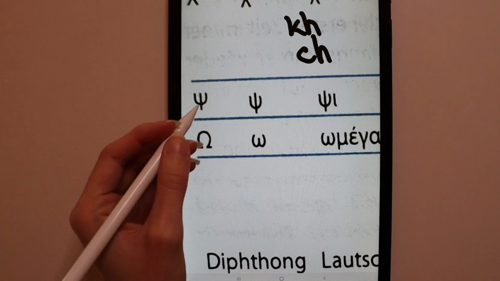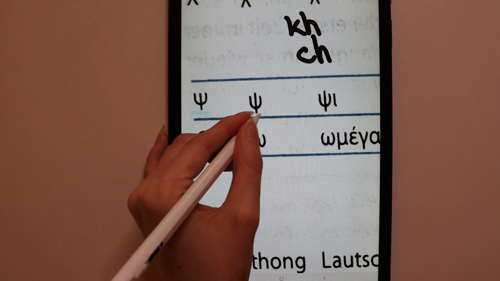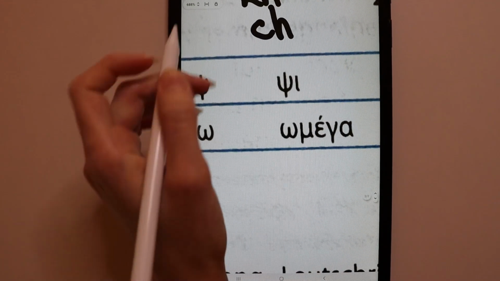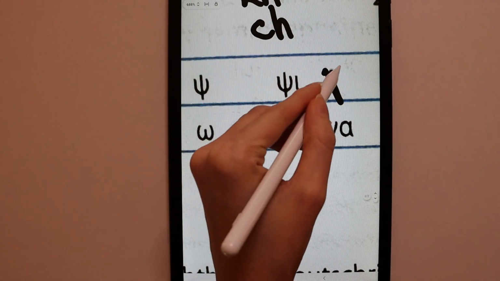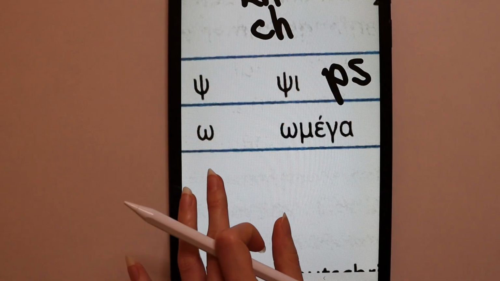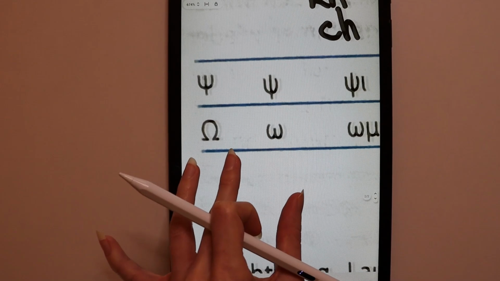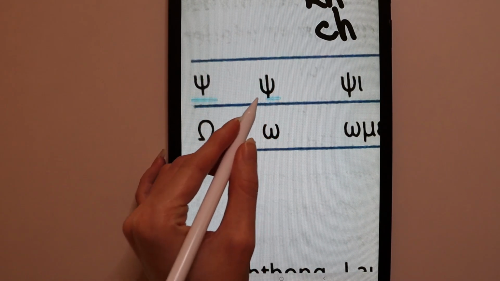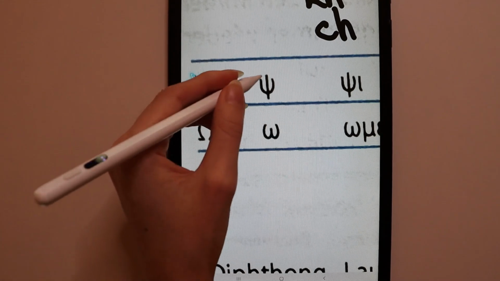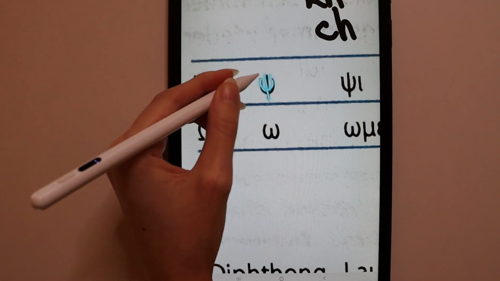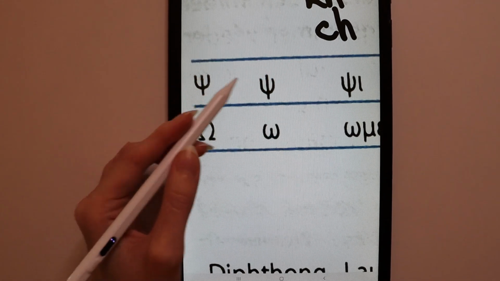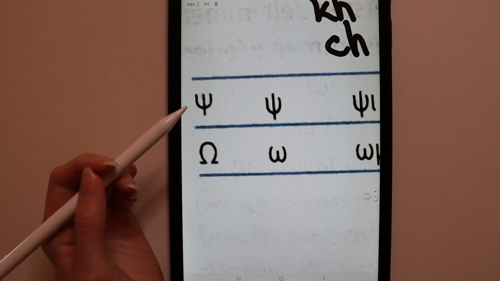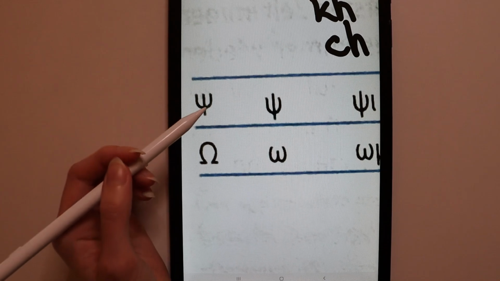Now we have psi, and there's also no letter like this in English. It's a PS, psi, as in psalm, as an example. Psi. And both versions look kind of the same, but just slightly different. Psi. I've never encountered another language which has this letter.